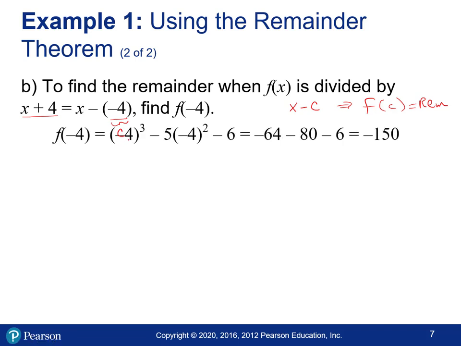So if you plug in negative 4, don't forget your parentheses, because it makes a difference. So if you plug in negative 4 into your function, the original function, and simplify, you're going to get negative 150. So that's the remainder when we divide by x plus 4.